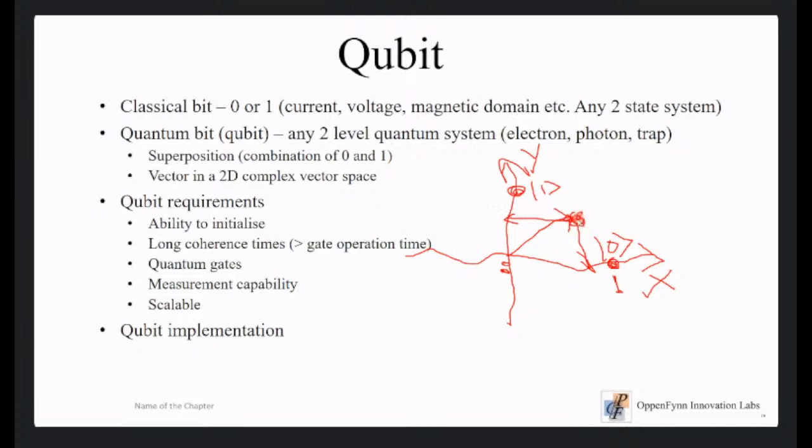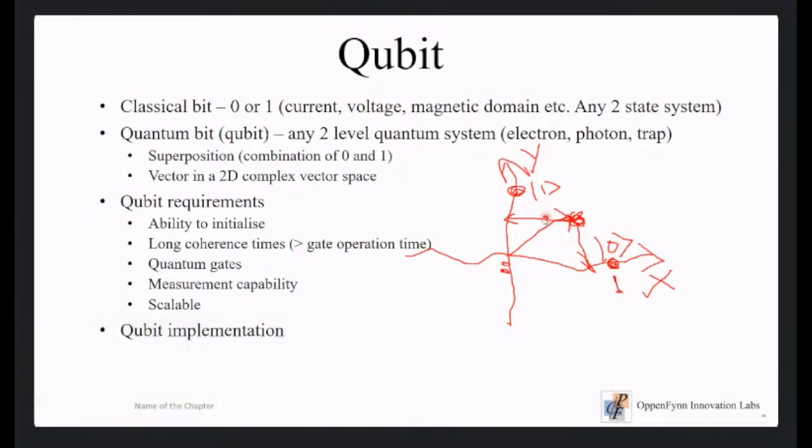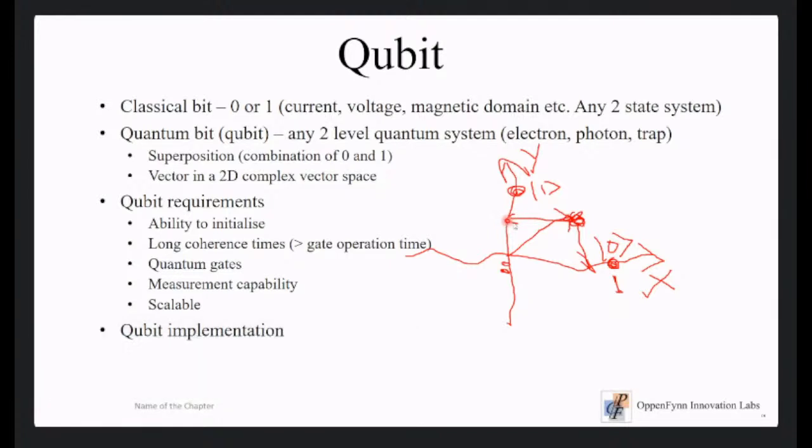So in this case, let's say the qubit is in this state, then it has a percentage of 0 in it. Let's say this is 45 degrees. Then 1 by root 2 of it is in the 0 state, and 1 by root 2 of it is in the 1 state. And as you can imagine, it has to be a unit vector. When you calculate the magnitude of it, it has to be 1. So I hope that is clear, what I mean by superposition, a combination of 0 and 1.